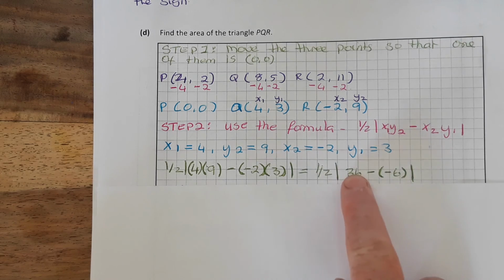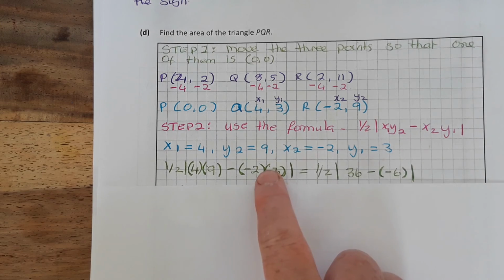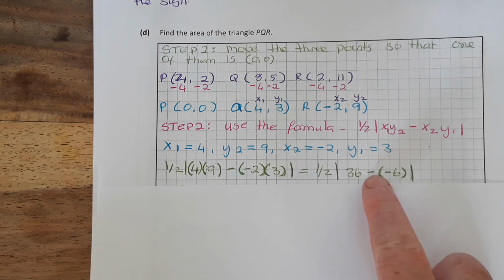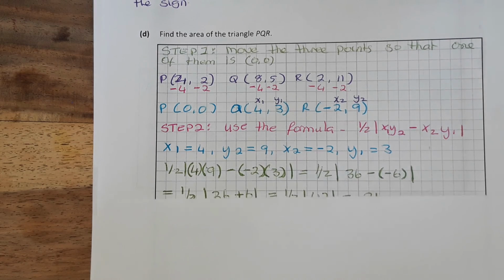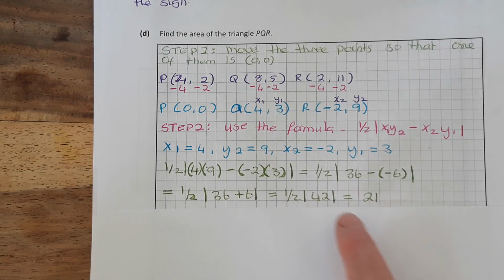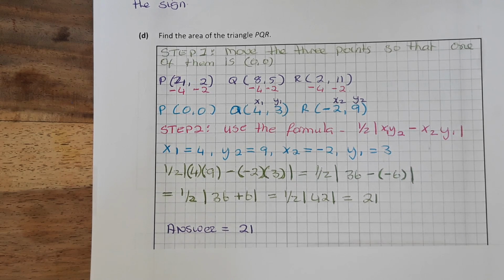But then I've multiplied it out here. So it's half, 4 by 9 is 36. And minus 2 by 3 is minus 6. So it's half 36 minus minus 6. So that becomes half 36 plus 6, because minus by minus gives you plus. So that's half 42, and half 42 is 21. So your answer is 21.